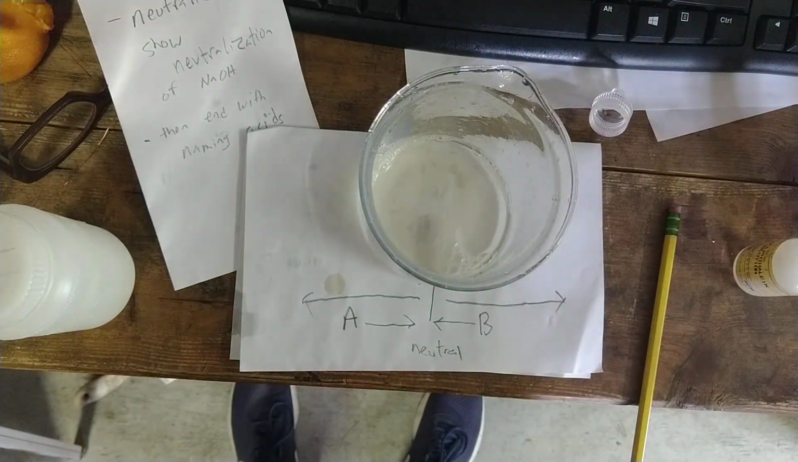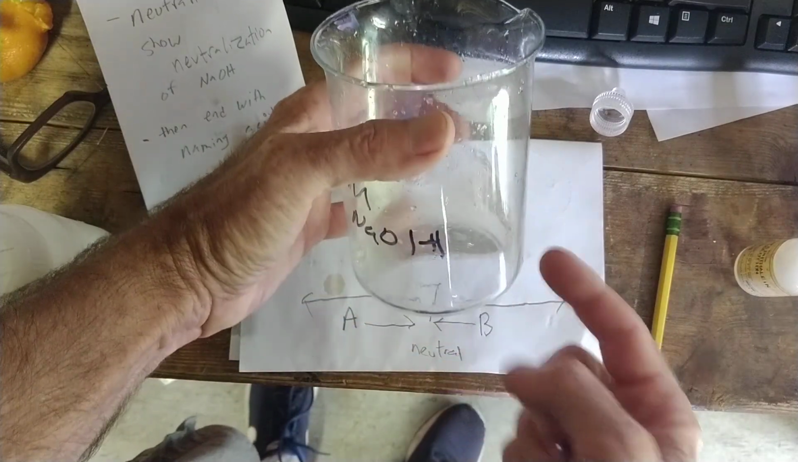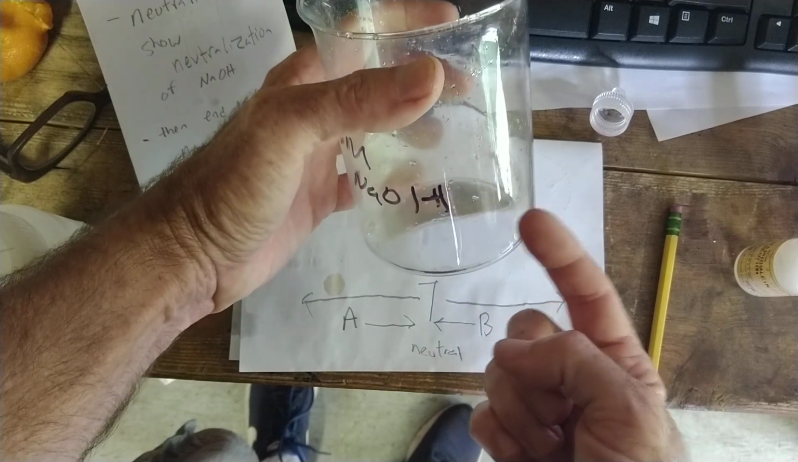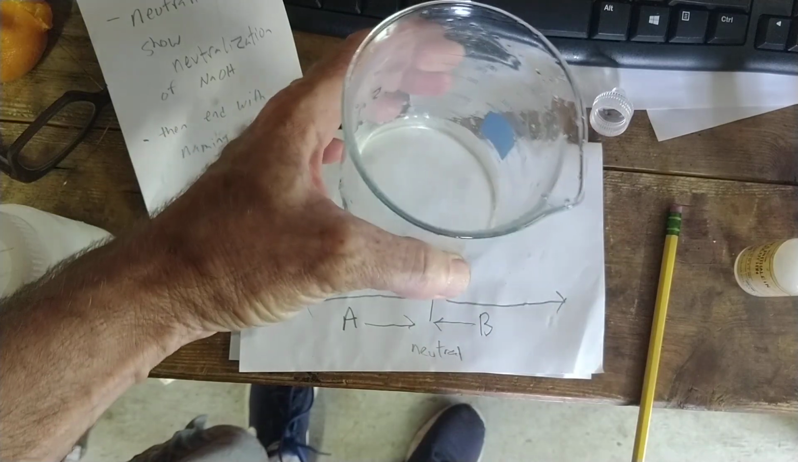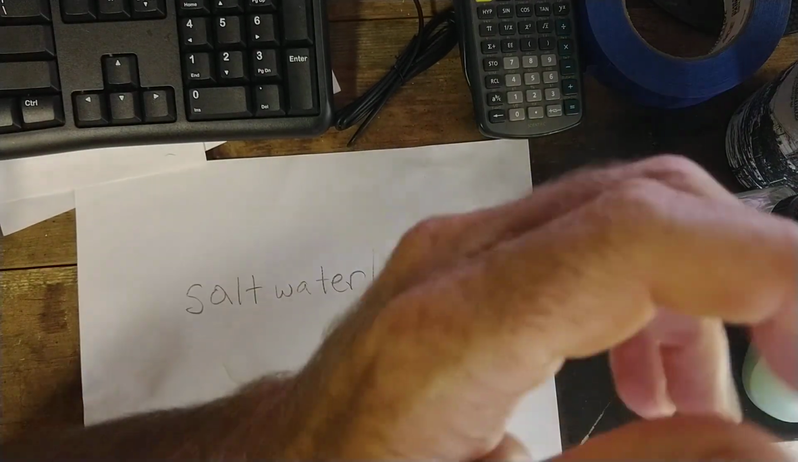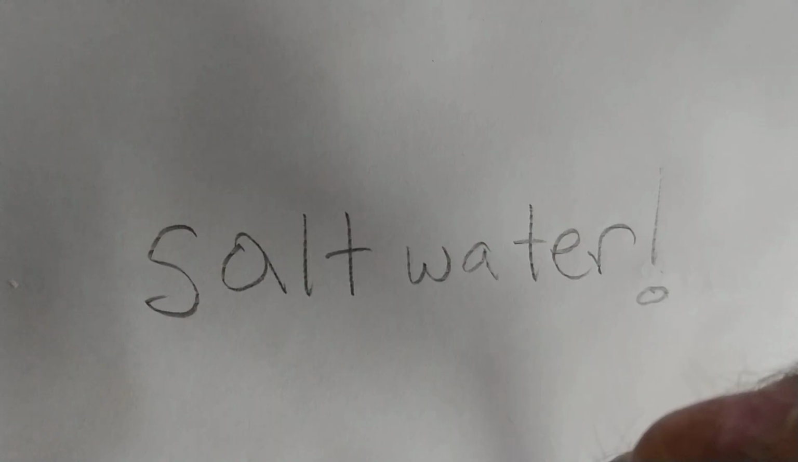So let's take a look at what a neutralization reaction is, because you're going to be surprised when you find out what's in there. When I mix this bleach and orange juice, I made something that is going to surprise you. What did I make? Yep, what I made was salt water. Salt water. Salt water.